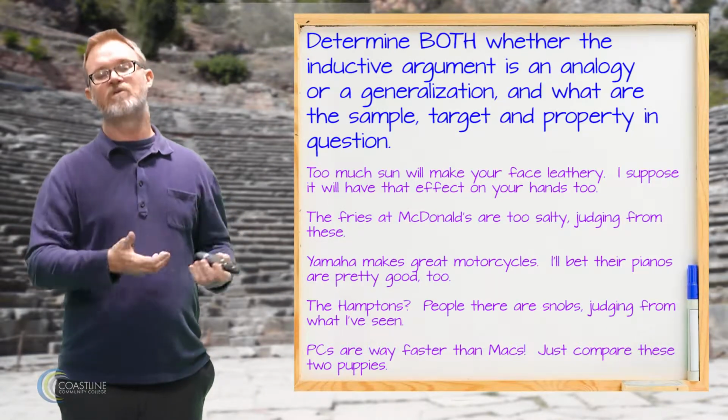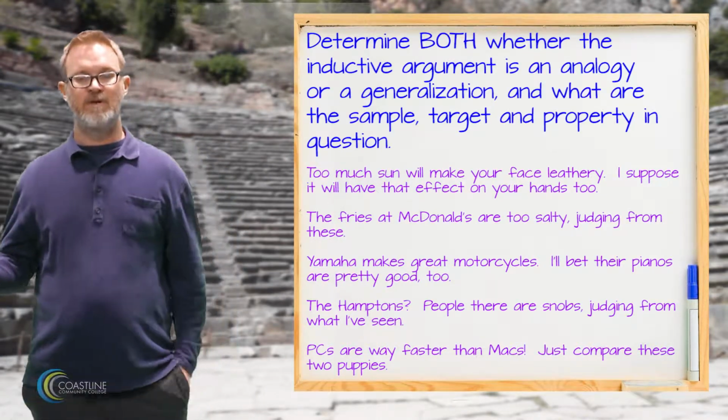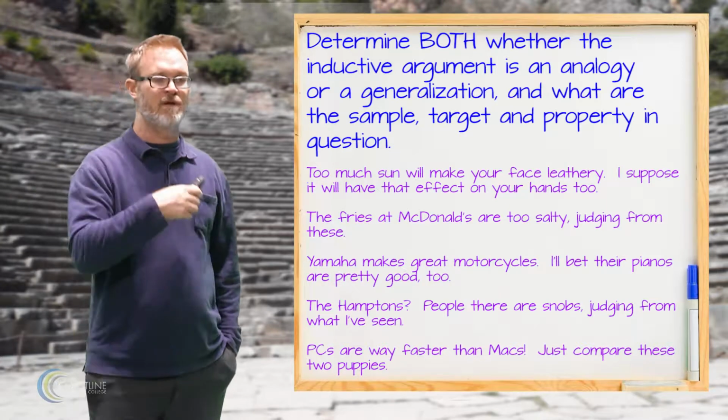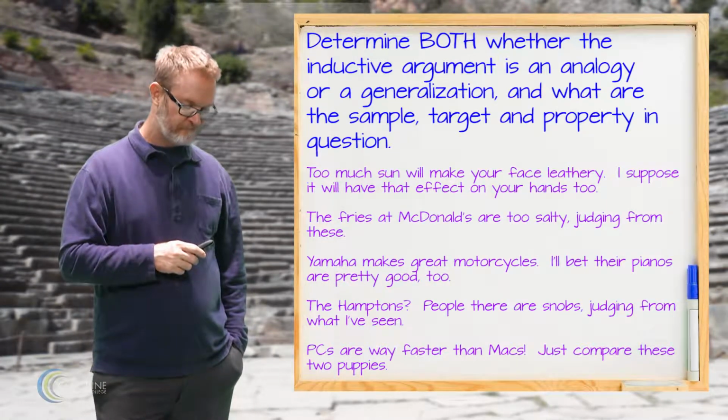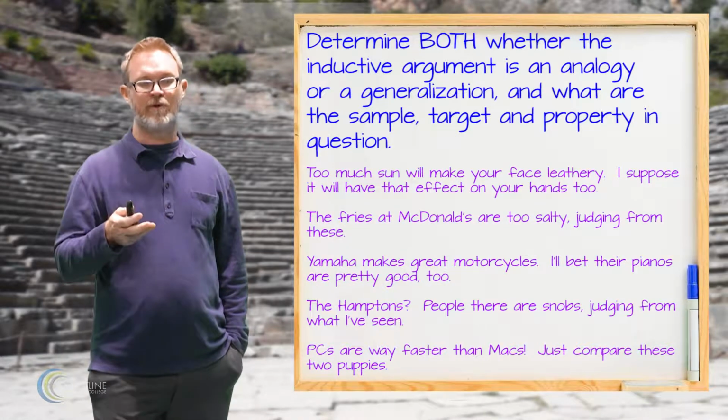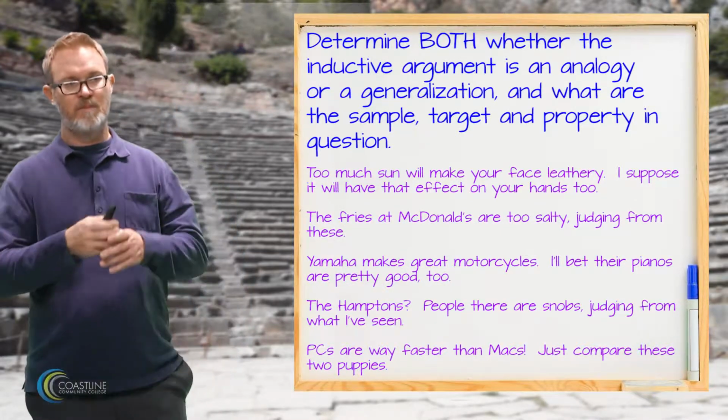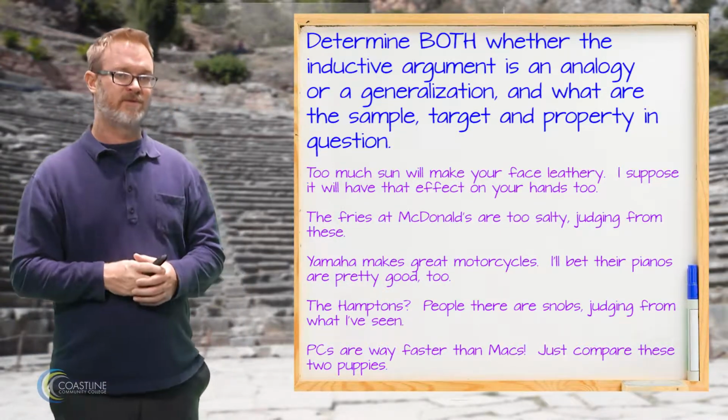And so we have a generalization here, right? The sample being the two in front of you, the target being all PCs and Macs. And then the property in question seems to be something like PCs being faster than Macs, something like this.